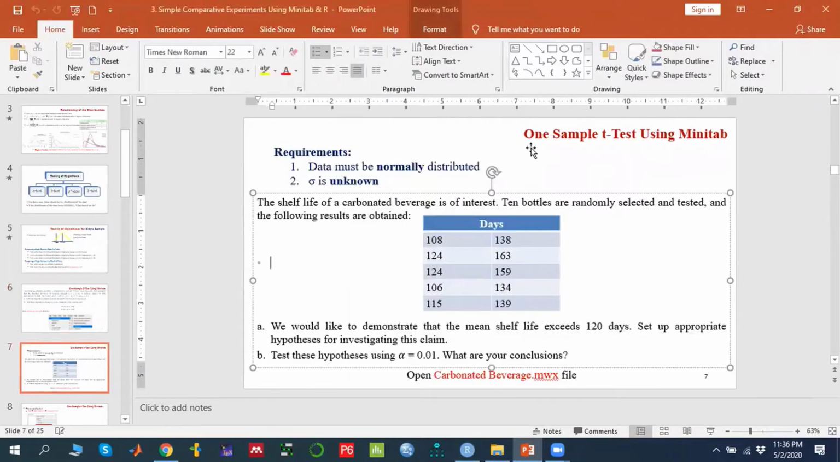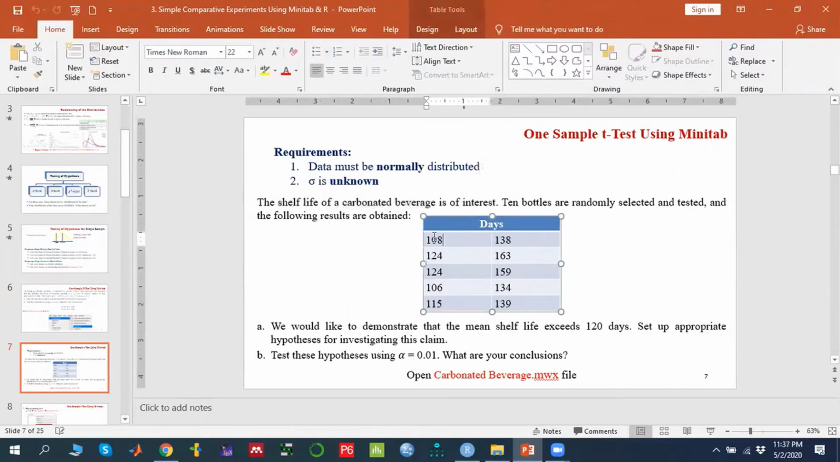Now we are going to apply the one sample t-test using R. The data which I am using is this one. That is basically the shelf life of carbonated beverages, right?